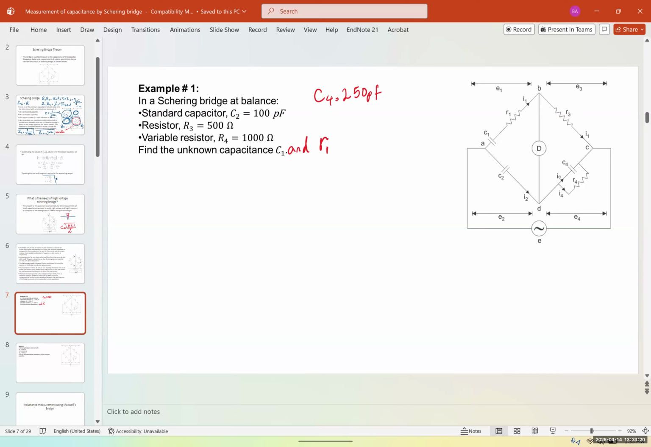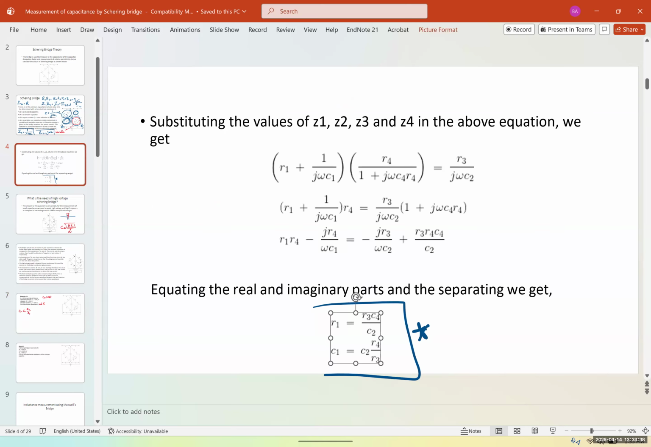Did anyone solve it? Okay. What is C1? Yes. And what is R1? Okay. So C1 in a balanced shearing bridge is going to be C2 times R4 over R3, according to this equation.